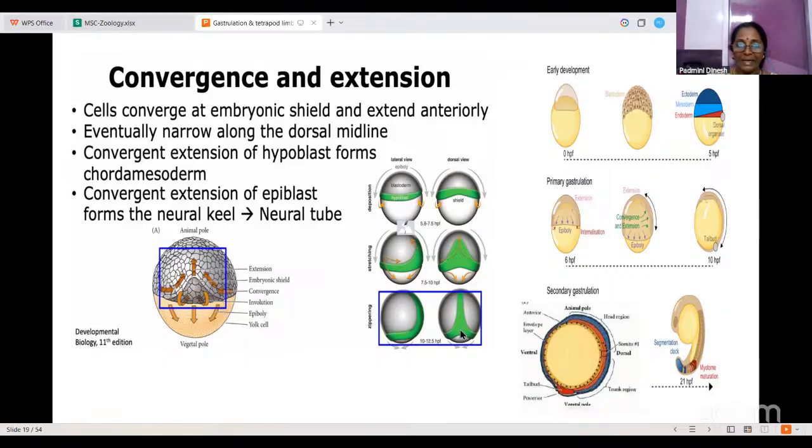As this is happening, it becomes even narrower. And as this is narrowing, you can find that this has become something like that over there. That is the head region, and that is the tail region. That is the tail bud region that is going to be formed over there. And the convergent extension of the epiblast forms the neural keel, or the neural tube that is going to be formed.